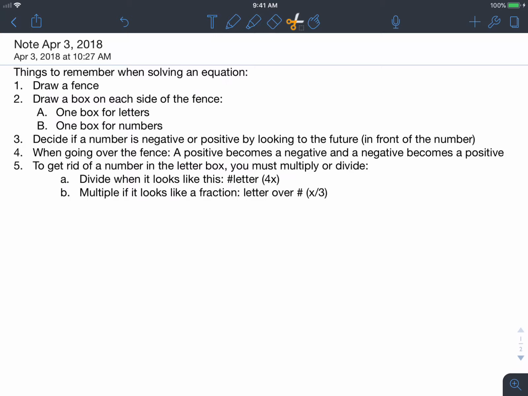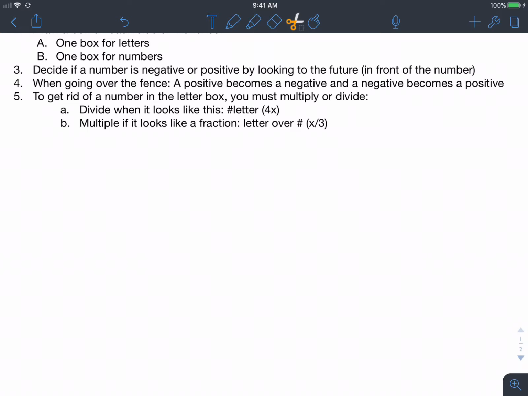Today we're going to be looking at two-step equations. So we're going to continue to use the things to remember when solving an equation. And remember that is to draw a fence, to draw a box on each side of the fence, one box for letters and one box for numbers. Decide if a number is negative or positive by looking at the future. When going over the fence, a positive number becomes a negative and a negative becomes a positive.